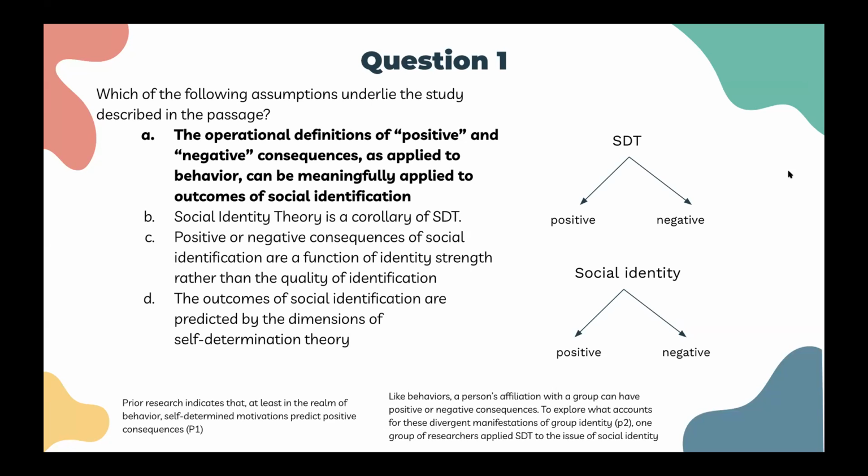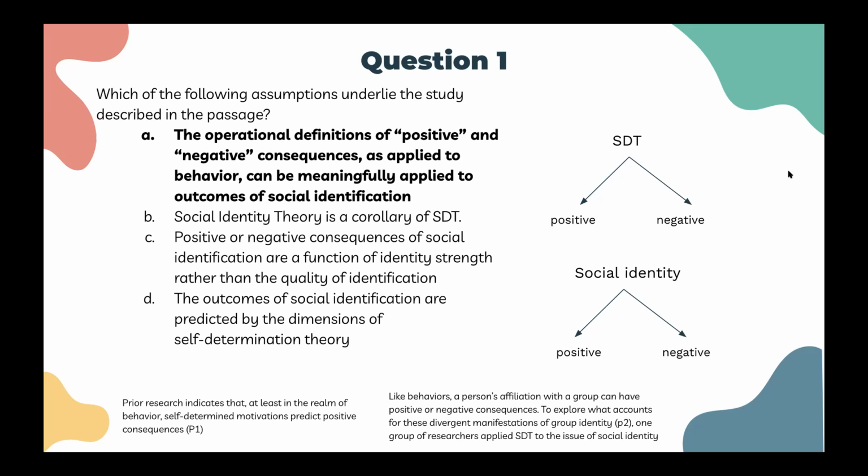Self-determination theory aims to explain the results due to certain motivation types versus social identity theory addresses the attitudes that people have due to their group identity. So in the experiment in the passage, we're only looking at correlations between different motivation theories and manifestations of social group identity, which encompass the positive/negative consequences.